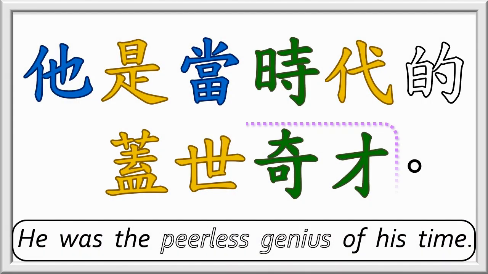Knowing the original sense of 盖, to cover something, we can now understand a new phrase, 盖世, meaning unparalleled, matchless, or peerless, literally completely covering or including a generation, and a new idiom in which it appears, 盖世奇才, for a genius of extraordinary talent. 他是当时代的盖世奇才. He was the peerless genius of his time.